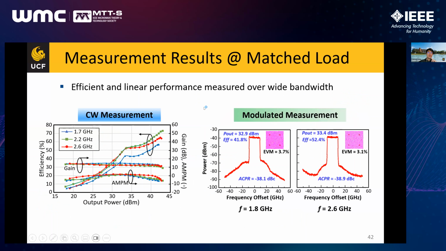So here I'm first showing the measurement results at the matched load. As you can see, for 3 different frequencies, we can achieve the nice efficiency enhancement behavior together with the linearized AM/AM and AM/PM. And also for the modulated measurement in the right-hand side figures, we can see that for 1.8 and 2.6 gigahertz, we can achieve both very low EVM, close to 3%, and also a high average efficiency, beyond 50%, for those 2 different frequencies.